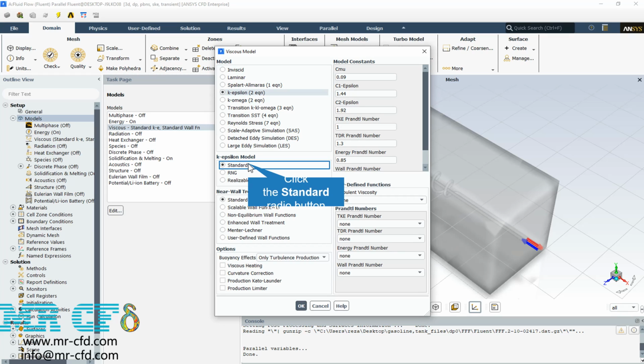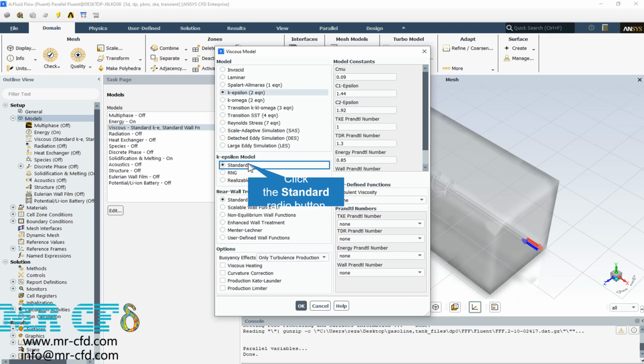The standard K-epsilon model in ANSYS Fluent falls within this class of models and has become the workhorse of practical engineering flow calculations since it was proposed. Robustness, economy, and reasonable accuracy for a wide range of turbulent flows explain its popularity in industrial flow and heat transfer simulations. Also, it is a semi-empirical model.